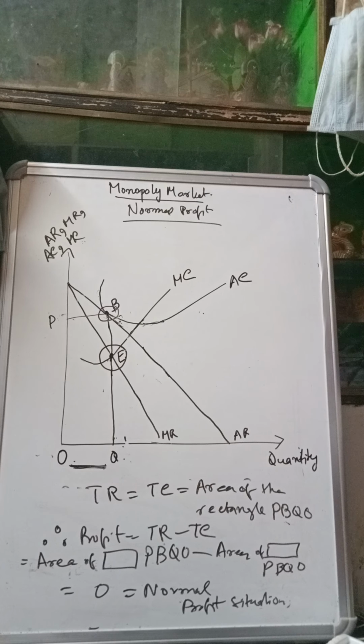So we have done supernormal profit, and in this video we have done normal profit. Now we are left with only subnormal profit, which we will do in the next video. I hope up to this it is clear.